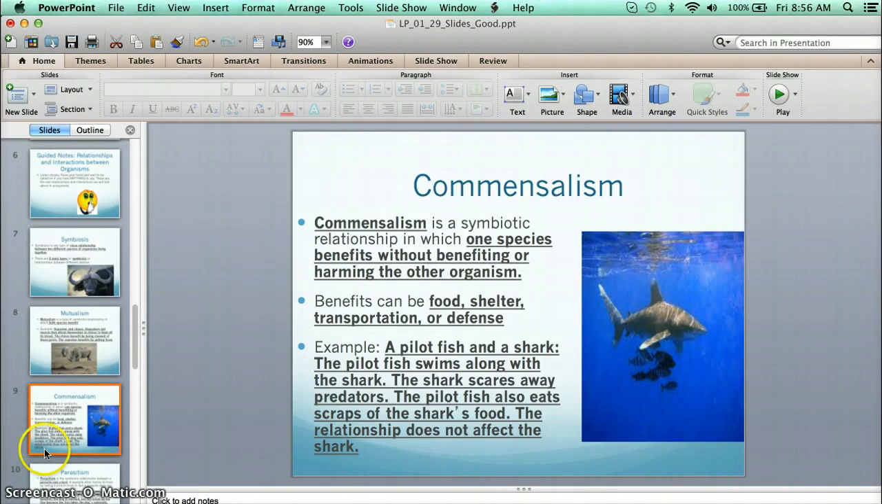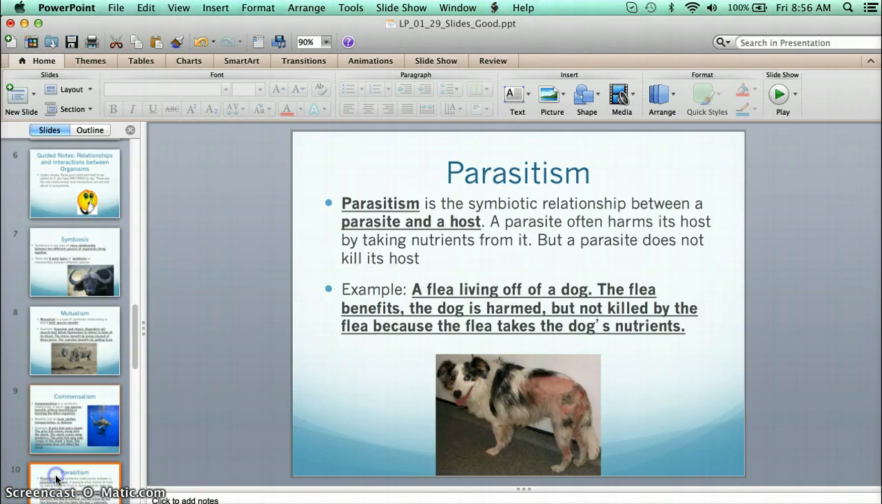Okay, the last relationship that we're going to look at today is parasitism. So we've actually kind of looked at this already with our unit on microorganisms, but it's also a type of symbiotic relationship. So parasitism is the symbiotic relationship between a parasite and a host. So remember, a parasite needs a host to survive. They attach themselves to the host and they use all of the host's nutrients. But remember, they don't really want to kill the host because then they would die too. They wouldn't have anything to live off of.